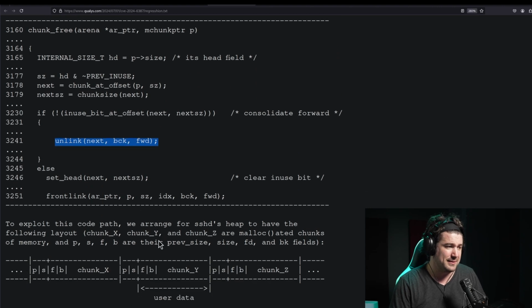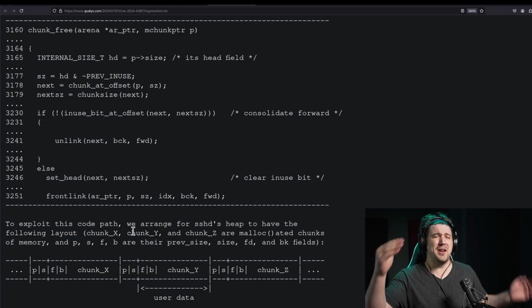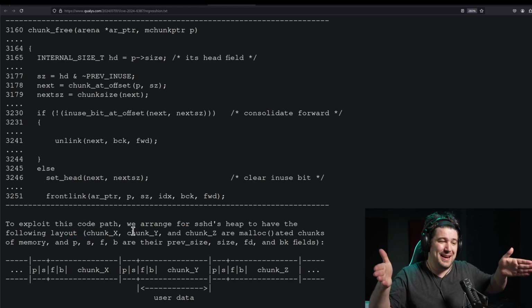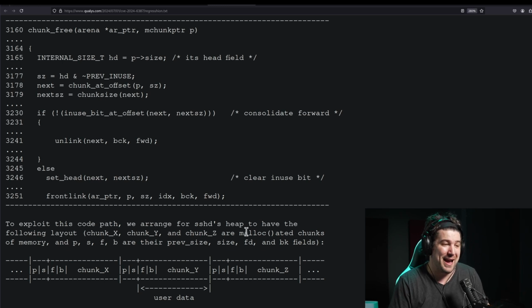So this makes sense. To exploit this code path, we arrange for SSHD's heap to have the following layout. Chunk X. I told you they were going to pack the stack, right? That's what they're doing. They're packing the stack to execute the code they want to have executed. I'm sorry, I'm getting excited because these people are brilliant. Chunk X, Chunk Y, and Chunk Z are malloc-ated.